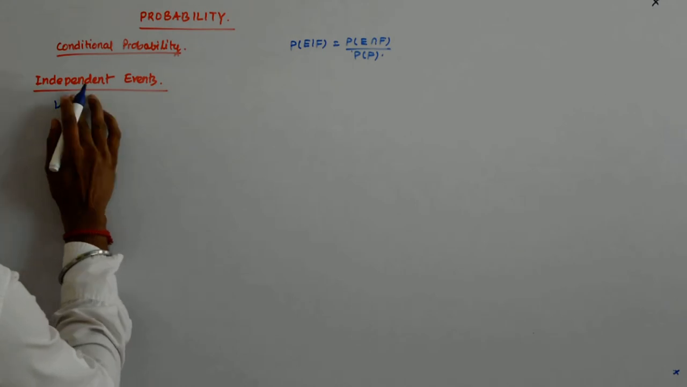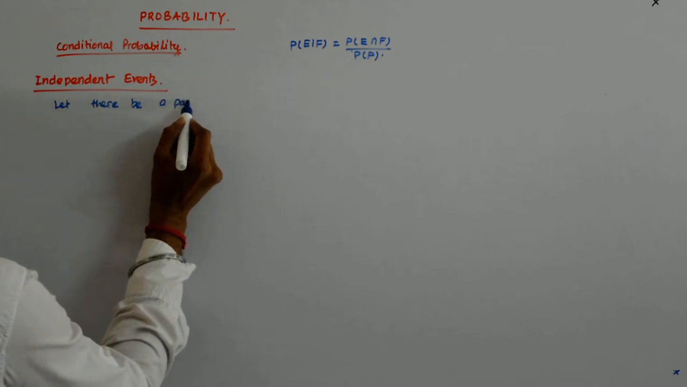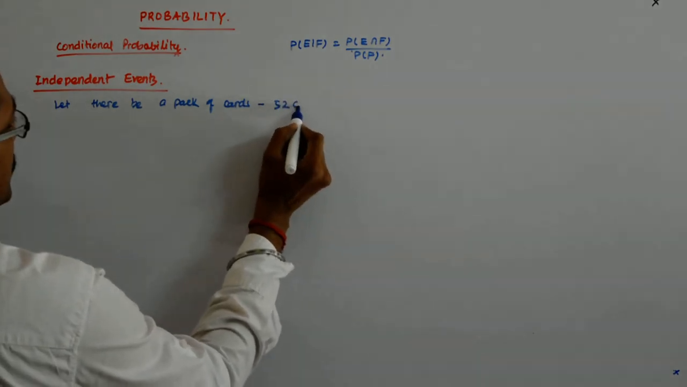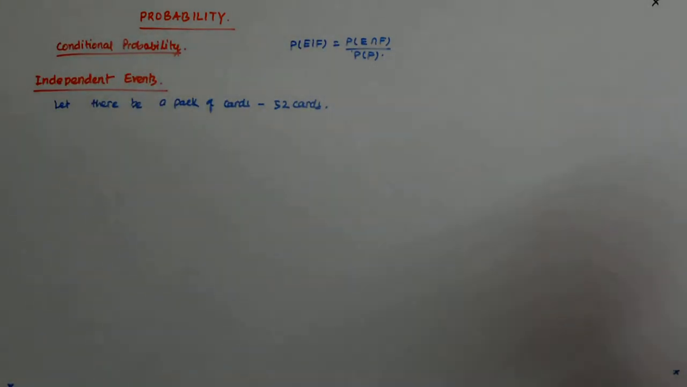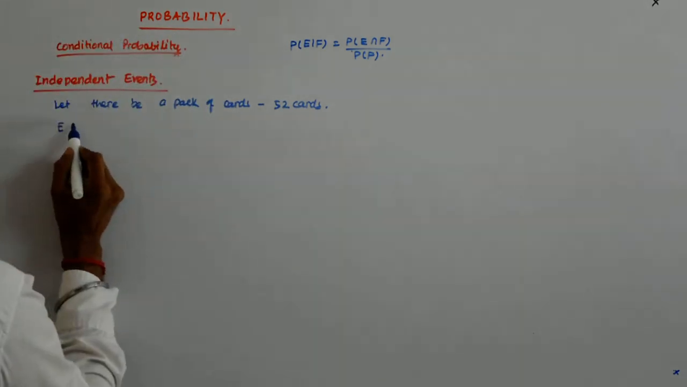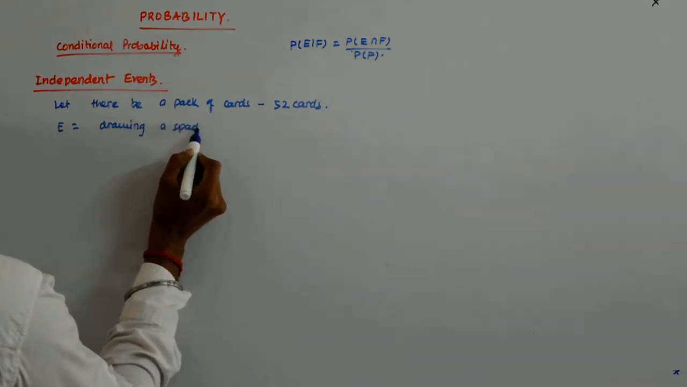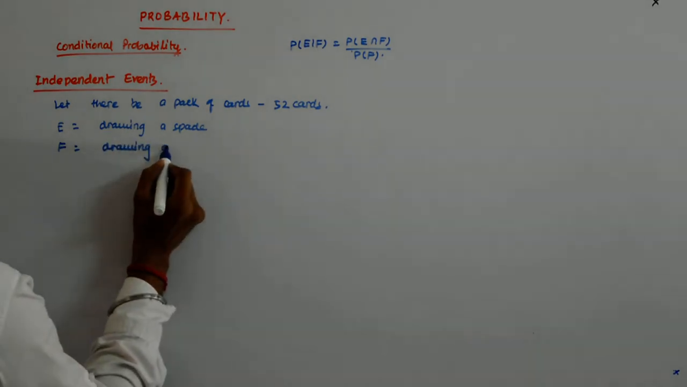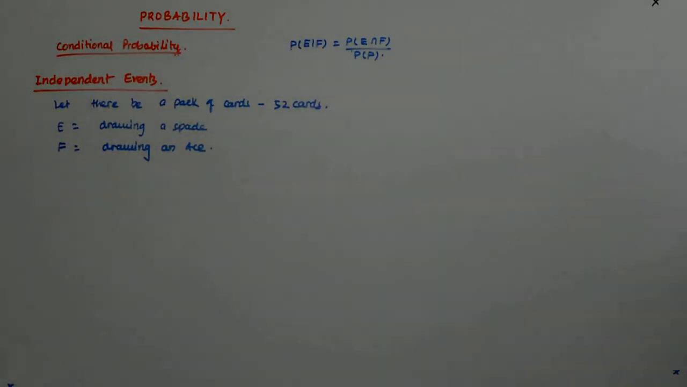There are 52 cards, that is known to all of you? Yes, sir. Let there be a pack of cards, a pack of cards without joker. Okay? 52 cards. Let E be drawing a spade, and F be drawing an ace. Okay, drawing a spade and drawing an ace.